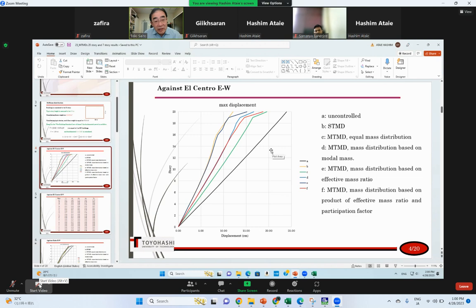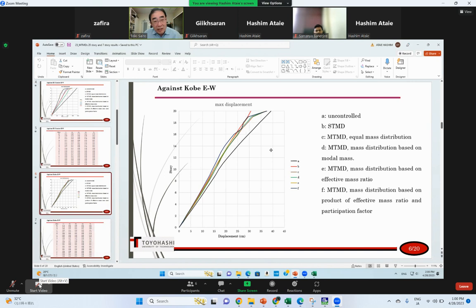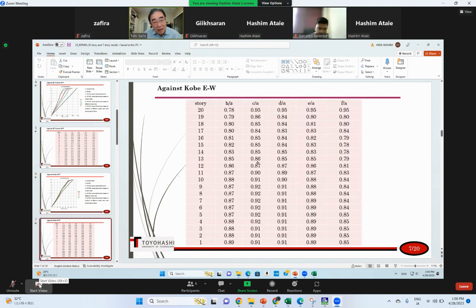So this is the case of El Centro. How about the other? This is Kobe. In Kobe, the product of effective mass ratio and participation factor gets better, the most good result compared to the others. Others are somehow equal, but if we see the numbers, we can see the differences. The product of effective mass ratio and participation factor has the smallest numbers, which is a good result.